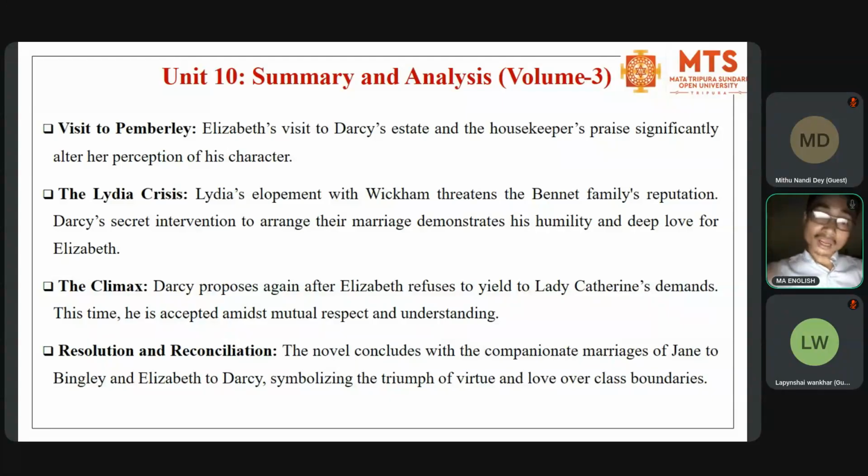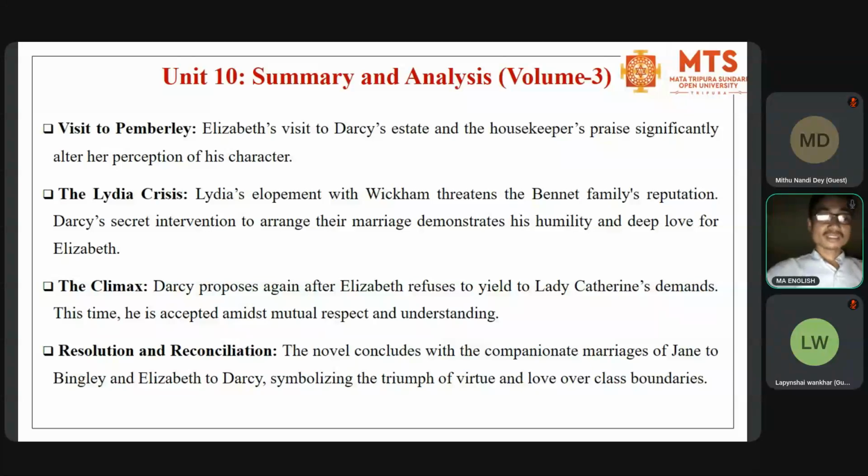happened to run away, eloped with Mr. Wickham. The reputation of the Bennet family is now on the verge of being ruined because their youngest daughter has run away with Wickham, the notorious gambler and liar. Now what will they do? There was chaos in the family. There was this disgrace in the family, and all the family members are not happy now.